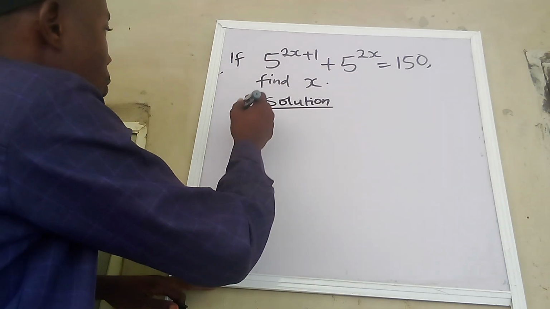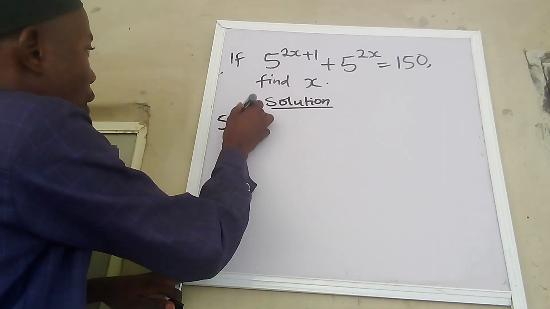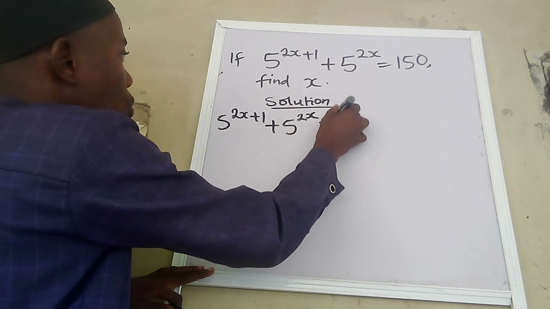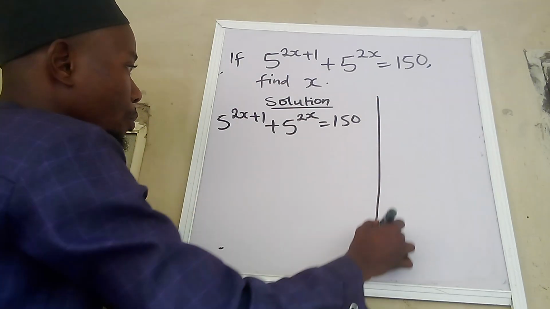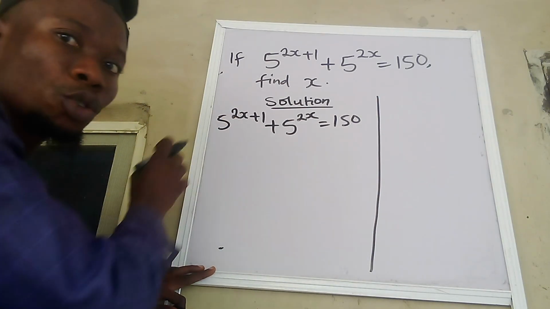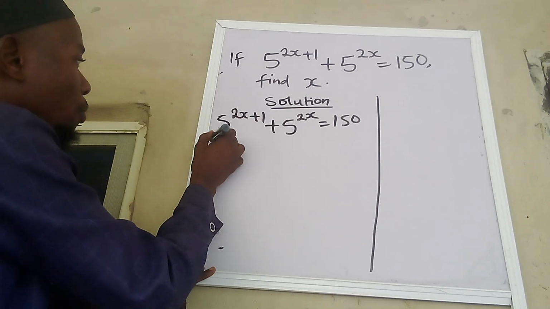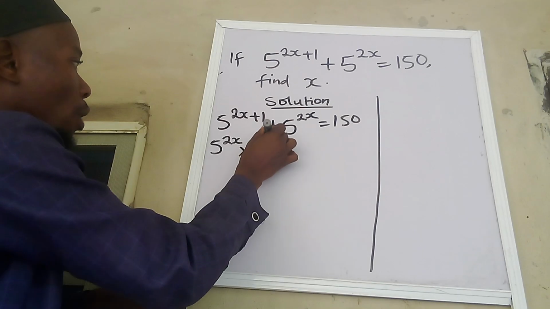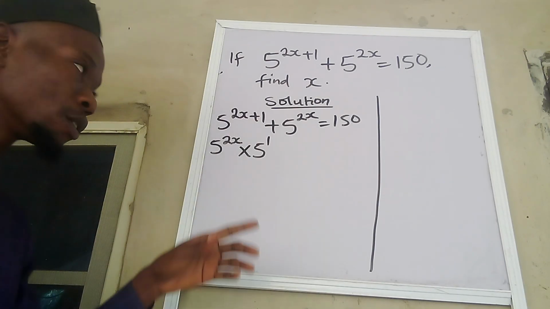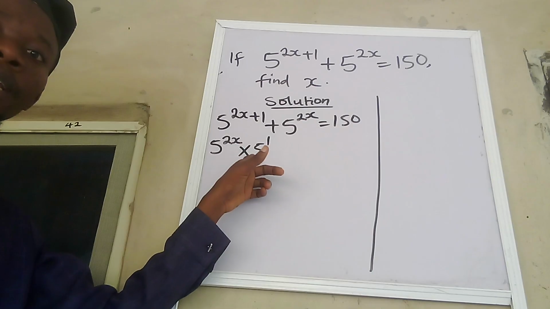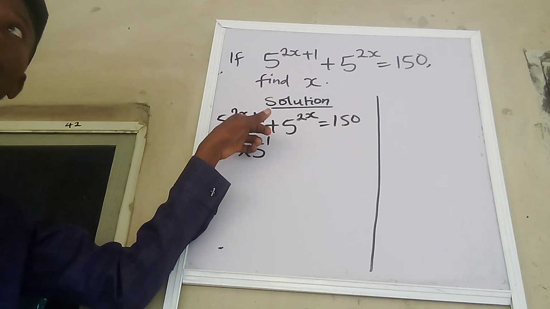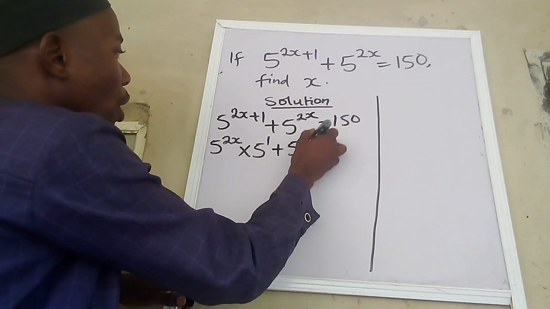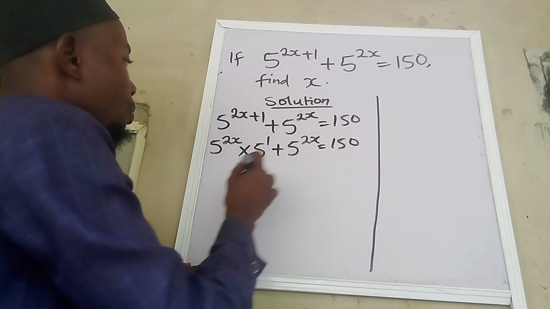Then solution. So 5 raised to power 2x plus 1, then plus 5 raised to power 2x equal to 150. Now this 5 raised to power 2x plus 1 can be expressed further as 5 raised to power 2x, then multiplied by 5 raised to power 1. Because we know from the laws of indices, when they have the same base, we can pick one base, then we add the powers. That is why we have 2x plus 1, then plus 5 raised to power 2x equal to 150.